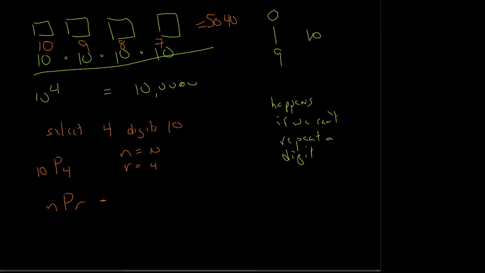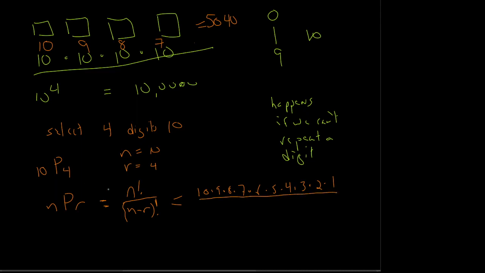And the formula for it is going to be n factorial over n minus r, whatever that is, factorial. But let's not run and plug this into the calculator. Let's just look at what it does. So n factorial is 10 times 9 times 8 times 7 times 6 times 5 times 4 times 3 times 2 times 1.